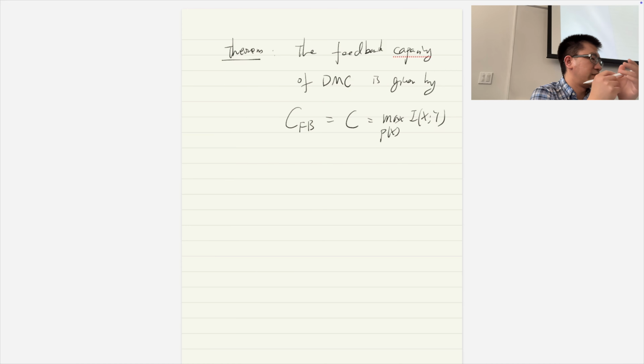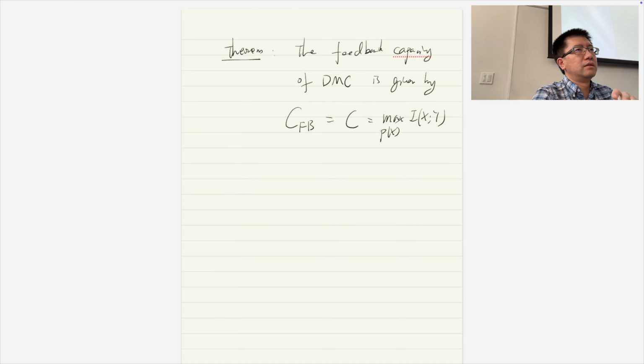There's some clarification here. I would not say feedback is not useful. People really do not like this statement, and people consider that you misunderstood Shannon. He doesn't mean that. There are a few things to be clarified. This is purely a mathematical result. First of all, in order to show this theorem, we need to let n go to infinity.